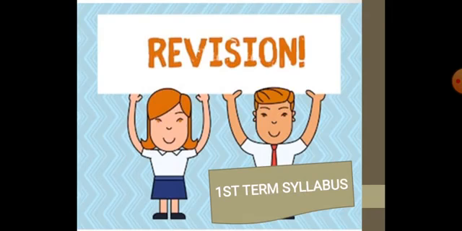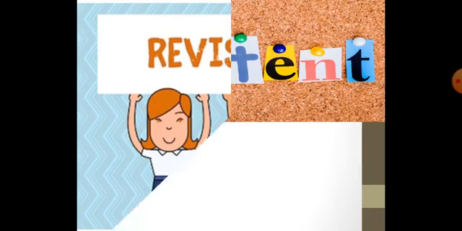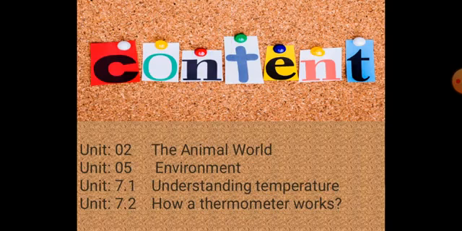Okay, now we are going to revise our first term syllabus, and in our first term syllabus the chapters include unit number 2, the animal world, unit number 5, environment, unit number 7.1, understanding temperature, and 7.2, how a thermometer works.